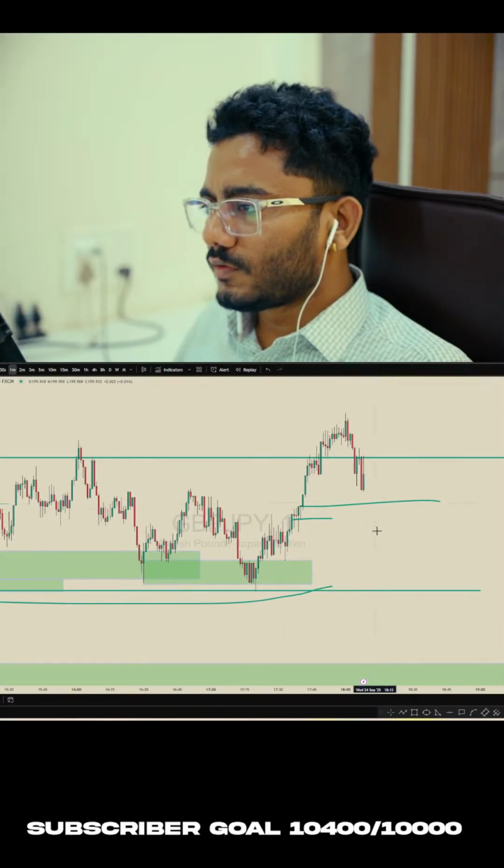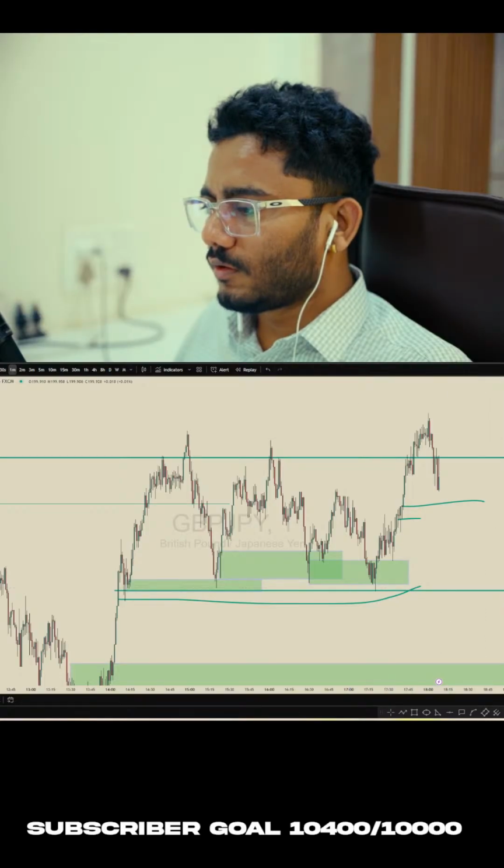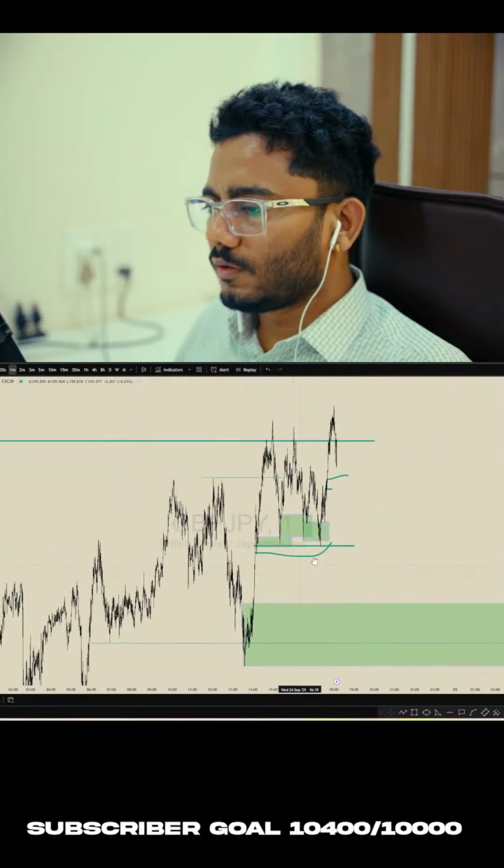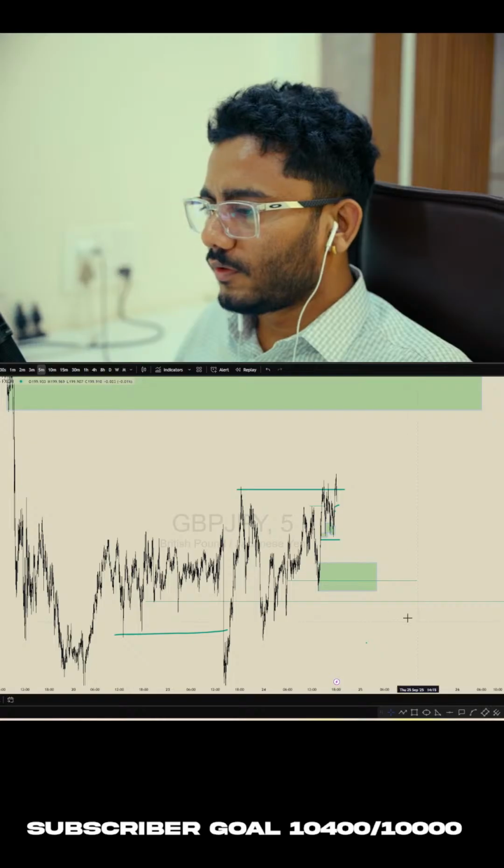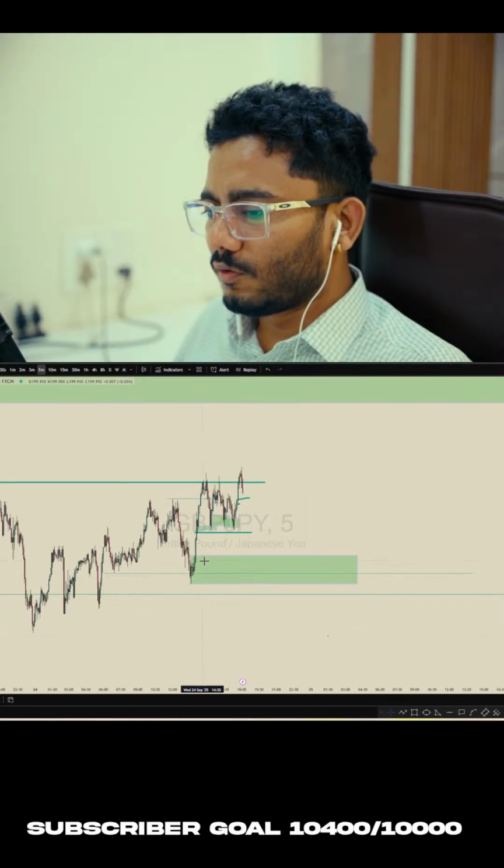So we could get a reaction, but I think it will break this trend line liquidity. It's not necessary to break, but I think this is trend line liquidity, so it will break. We don't know when price will come to the downside, but this is something where we can look for a buy side entry.